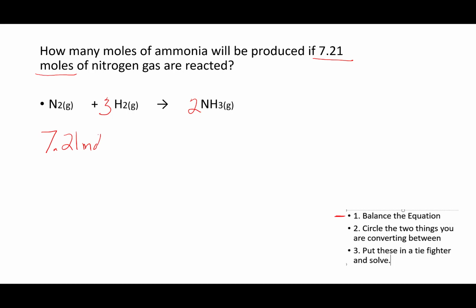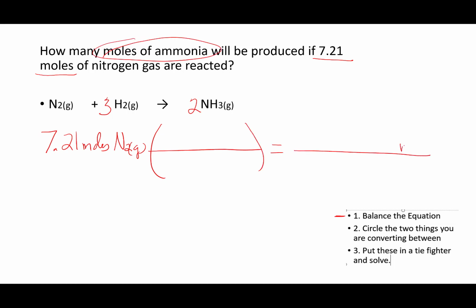7.21 moles of N2 gas. I'm going to have my TIE fighter. And what's my goal? My goal is to get moles of ammonia. So over here, I want moles of ammonia. NH3 is ammonia gas. So the 2 things I'm converting between are nitrogen and ammonia. Use these and put these in my TIE fighter.